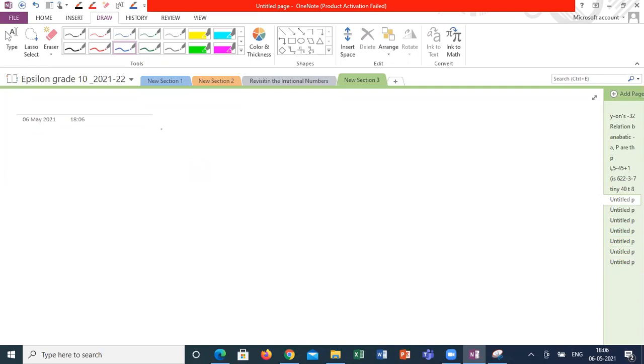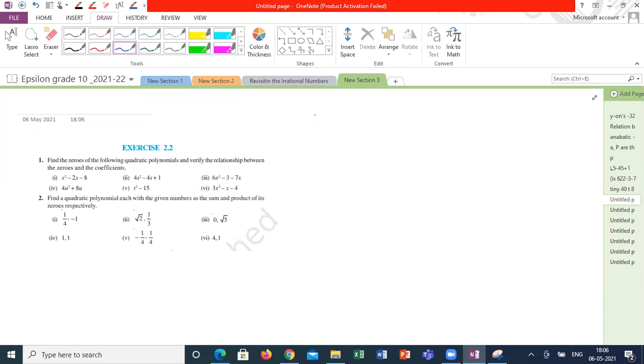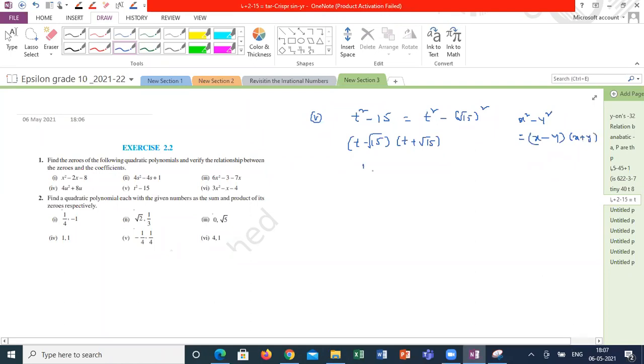Now, next question. The fifth one is t square minus 15. So straight away I can say this can be written as t minus root 15 into t plus root 15. It is looking like x square minus y square. The factors of x square minus y square are x minus y into x plus y. From here I can say t is equal to root 15 comma minus root 15. This is your alpha, this is your beta.